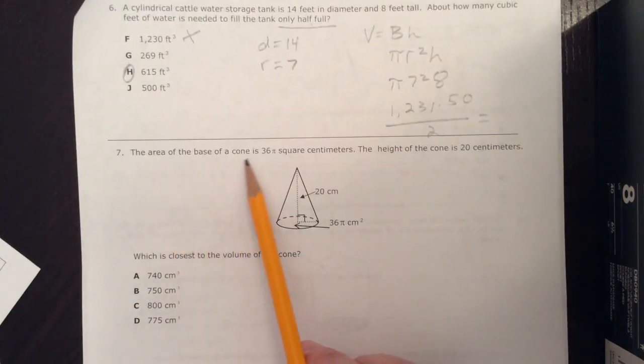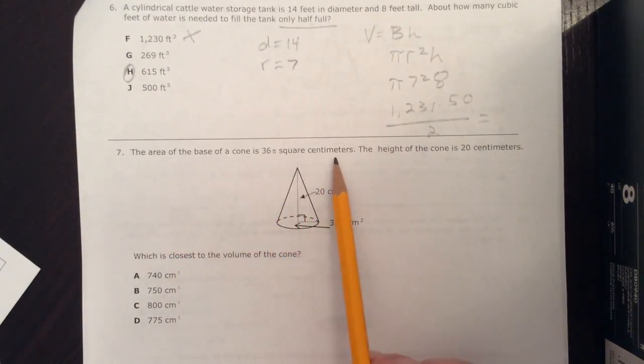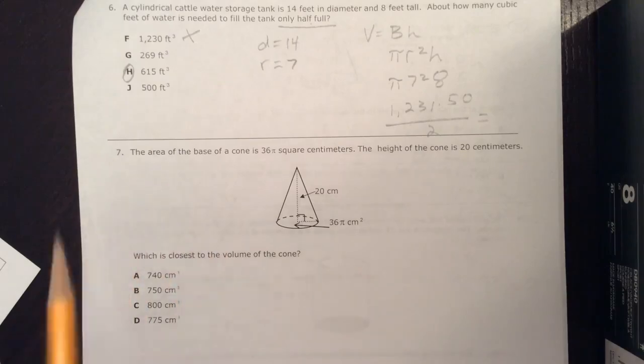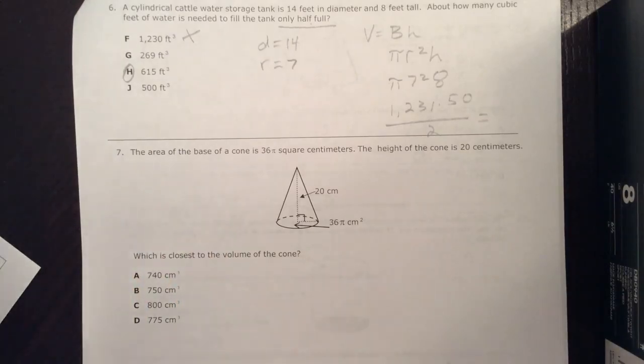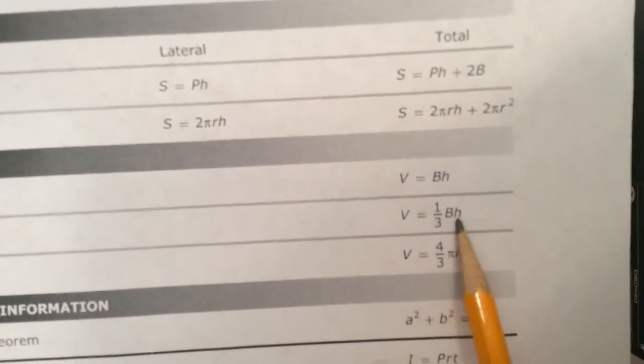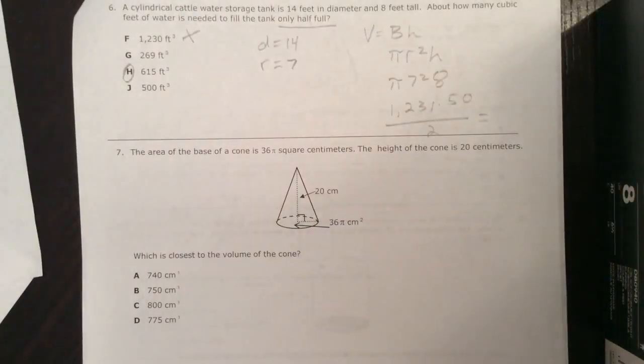The area of the base of a cone is 36 pi square centimeters. The height of the cone is 20 centimeters. What's the closest to the volume of the cone? Volume of the cone. Volume cone. There's your formula. 1/3 capital B H.